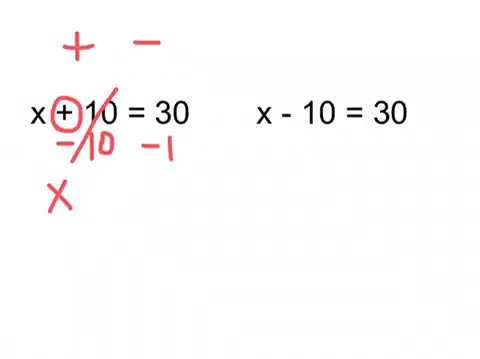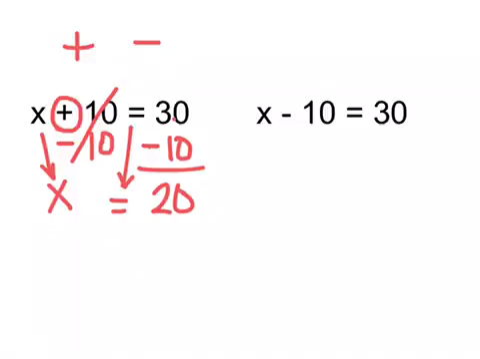Now let's look at our second example. X minus 10 equals 30. This equation is the same as this equation, except for the minus sign. So if this is subtraction, I know that the opposite is addition. So I'm going to add 10 to both sides. And that's going to cancel and leave me with x equals 30 plus 10, or 40.